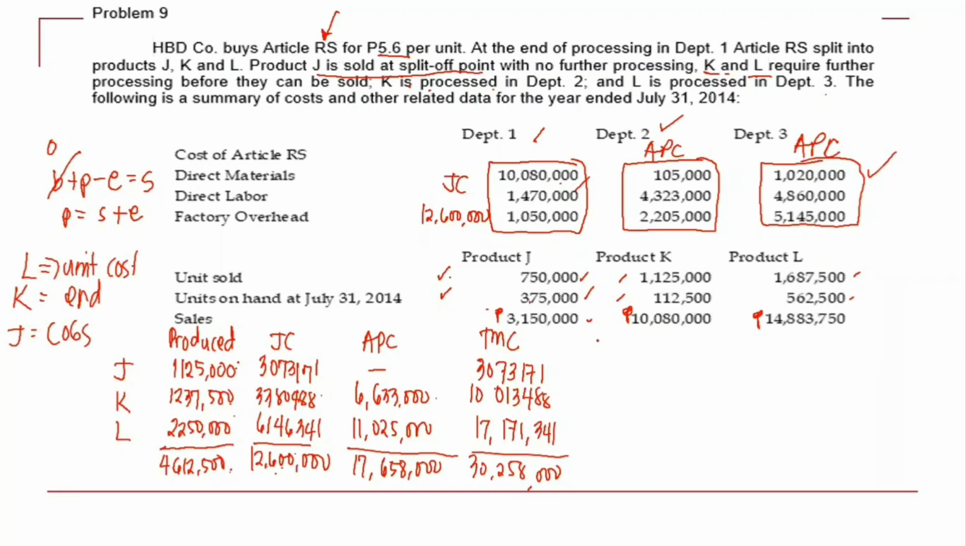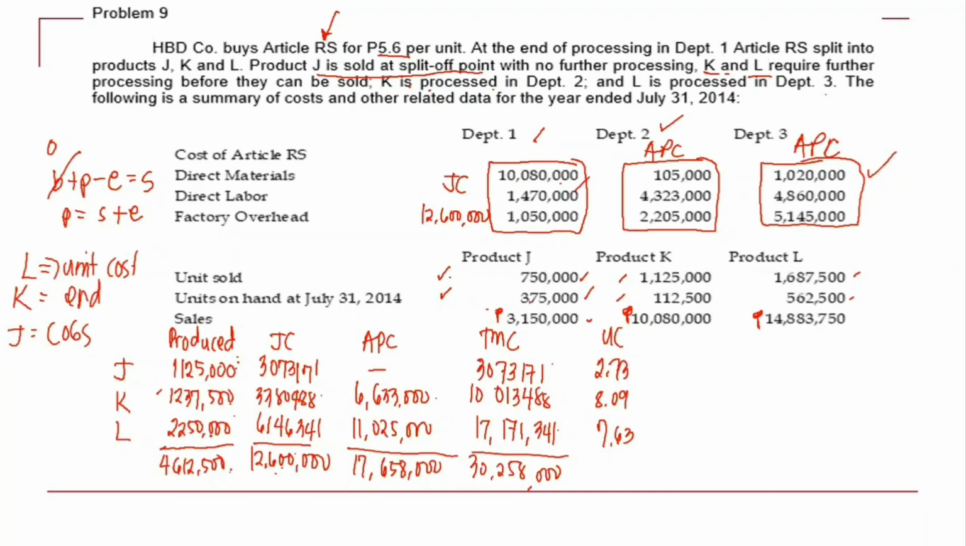Next, unit cost. Kan ba unit cost natin? For product J, it's 3,073,171 divided by 1,125, so that's 2.73 approximately. Then for this one, 10,013,488 divided by 1,237,500, so that's 8.09. And then for the last one, unit cost 7.63. Paano nakuha?